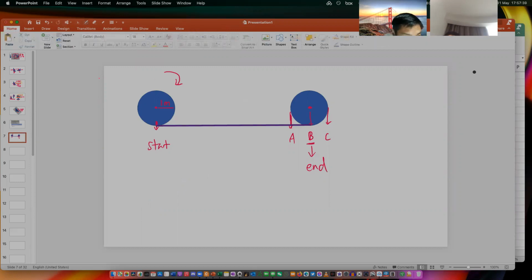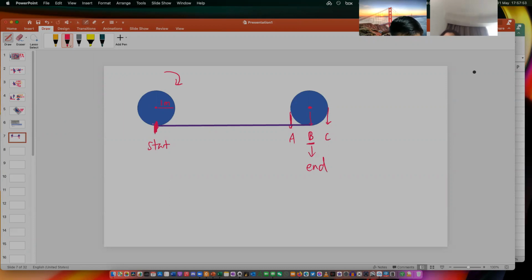Okay, so what you're going to do is this. So basically, let's say you start from here. Your ball is going to roll. So basically, this is one round, right? After you finish one round, this one round should be the distance here. This should be one circumference.